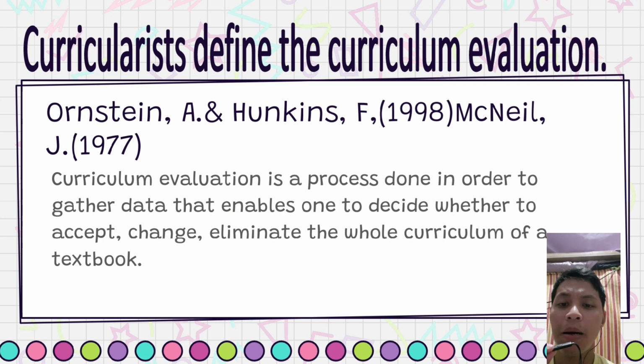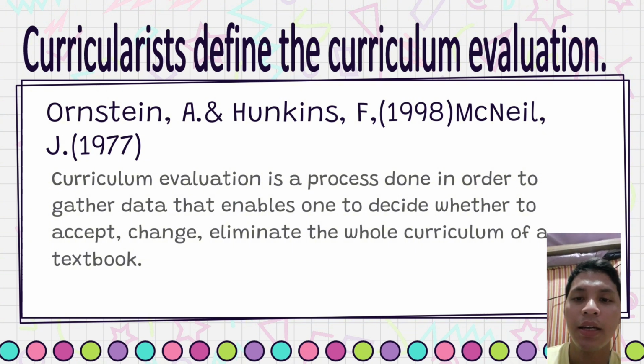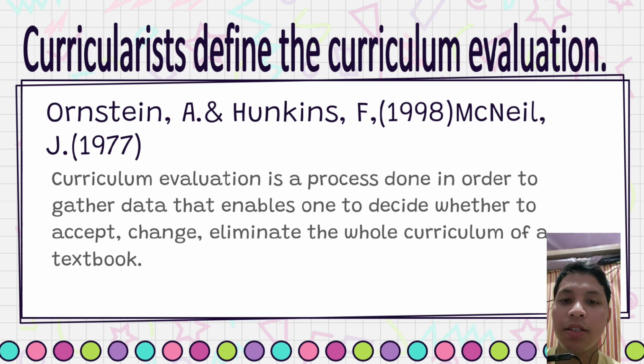Number two is change. Does it need some adjustment or improvements? Are there parts that could be better? And the last is eliminate. Are there things in the curriculum that just don't work at all? Should we get rid of those parts completely? That is the meaning of Ornstein, Hunkins, and McNeil. So, let's move on.